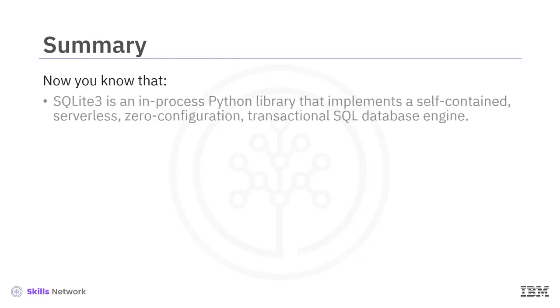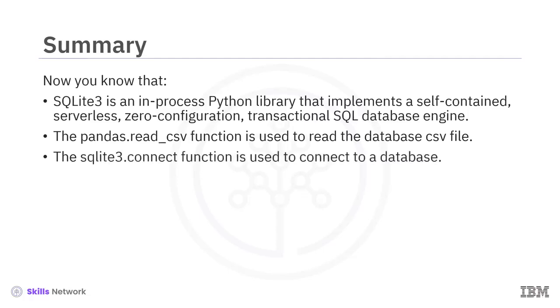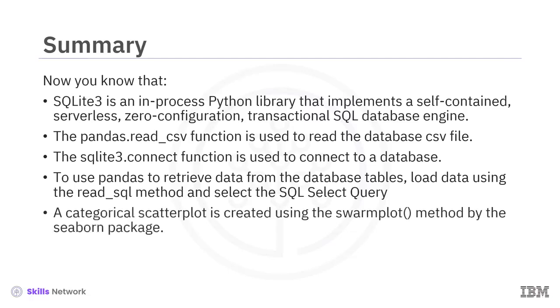Now you know that SQLite3 is an in-process Python library that implements a self-contained, serverless, zero-configuration, transactional SQL database engine. The pandas.read_csv function is used to read the database CSV file. The sqlite3.connect function is used to connect to a database. To use pandas to retrieve data from the database tables, load data using the read_sql method and select the SQL select query. A categorical scatter plot is created using the swarmplot method by the Seaborn package.